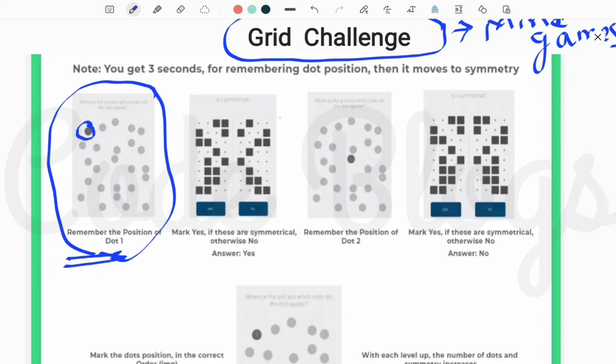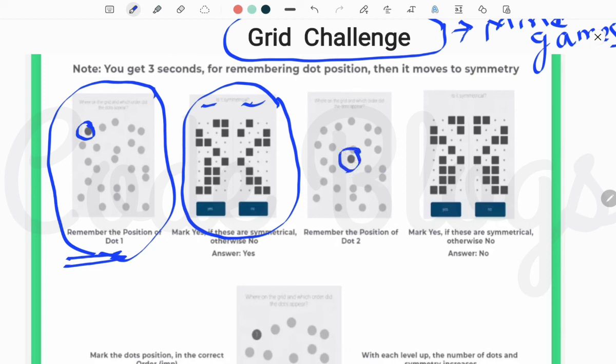Another scenario will come here. Now in this scenario you have to put yes or no whether these two are symmetrical or asymmetrical. After that you are shown another set of blank dots, and after that one dot is given. This one you have to remember. First of all you have to remember this one, and after that these two.